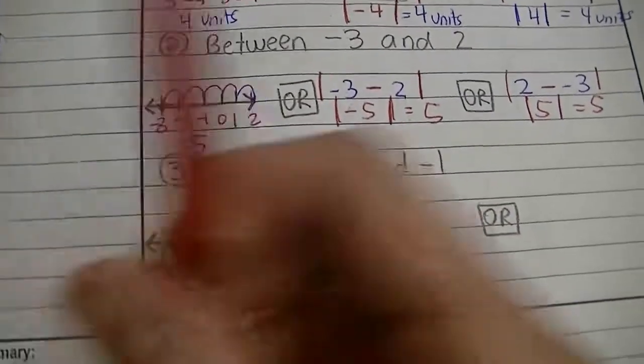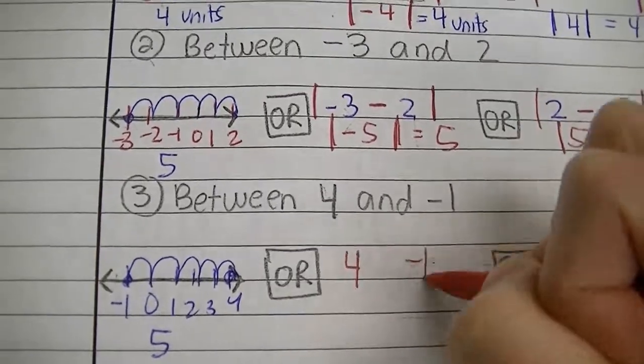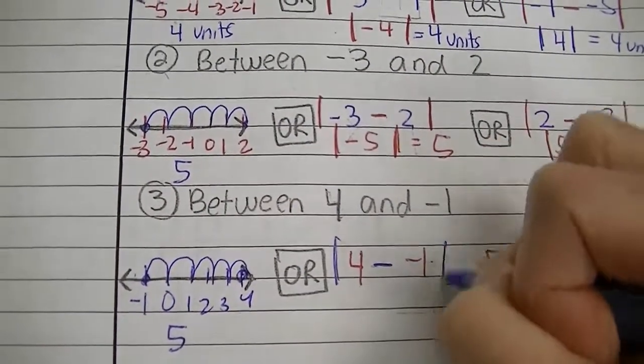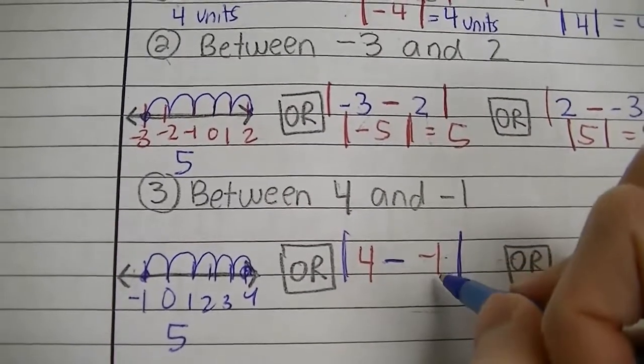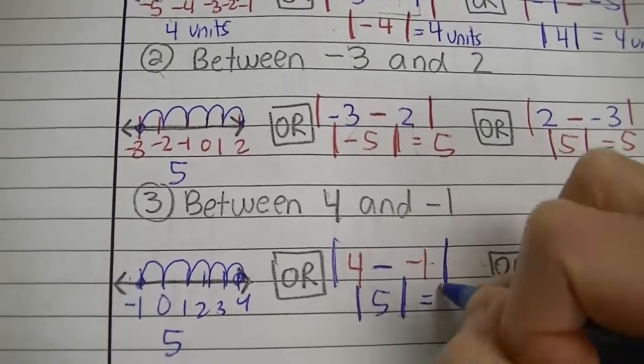Okay. You can now write down their numbers. Do the second way, 4 and -1, and subtract them and take the absolute value. Okay, 4 minus a -1 is a positive 5, so you can find the absolute value of 5, which is 5.